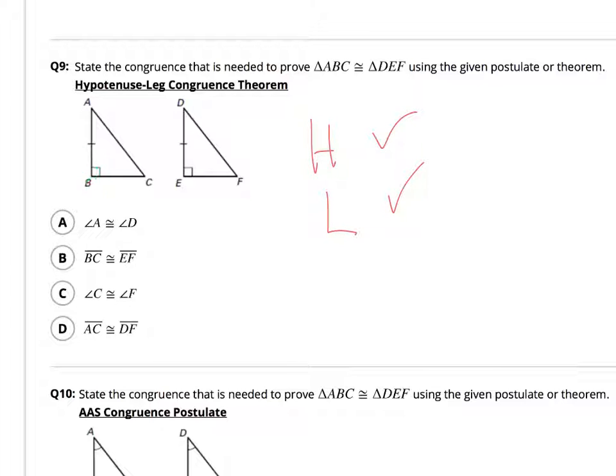Because you've got the 90-degree angle, that's here. You've got a tick mark here and here. There's one piece that's missing. So which of these 4 pieces of information do we need to mark on the triangle in order to say, okay, yep, it's HL? That's question 9.